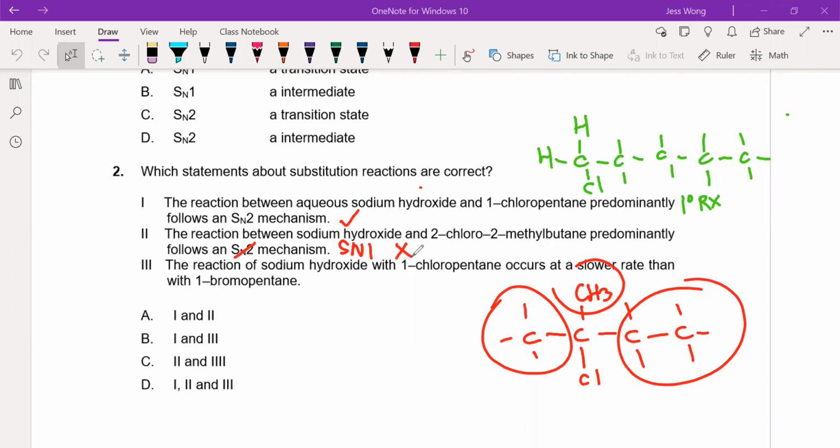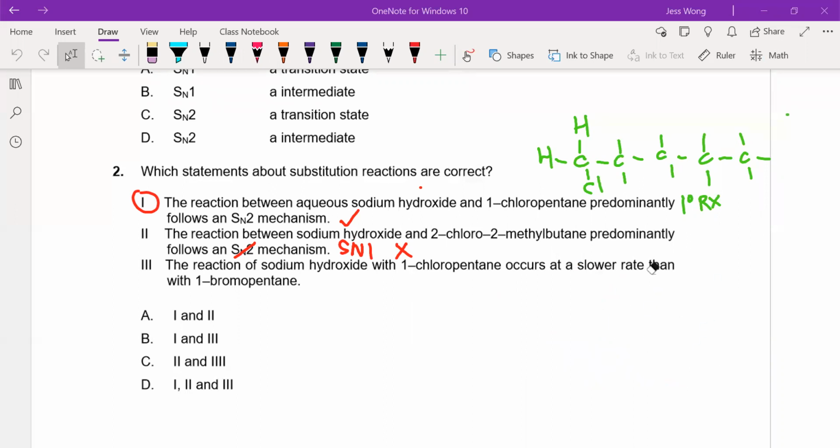All right. Now the next option, so only one is correct so far, and the last one, if you look at the options: the reaction of sodium hydroxide with 1-chloropentane occurs at a slower rate than 1-bromopentane. You can see it's a 1-chloro versus 1-bromo. Over here, what we are looking at is the carbon-halogen bond strength. So we have a C-Cl versus a C-Br. In a nucleophilic substitution, we need this bond to break.